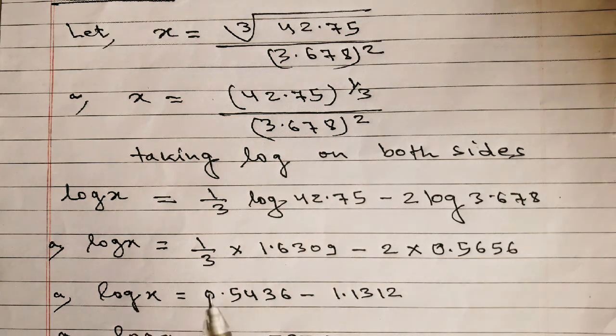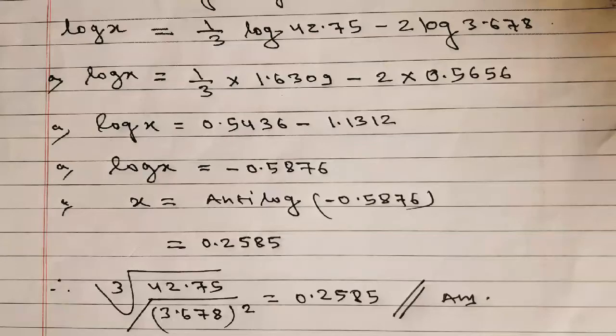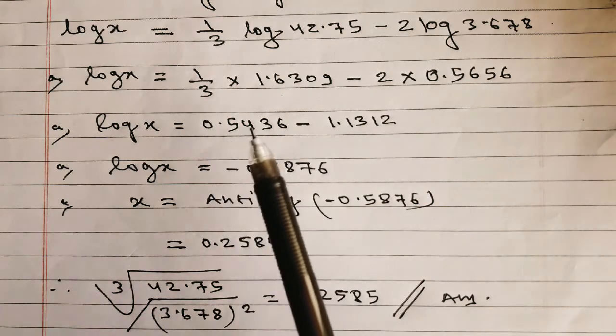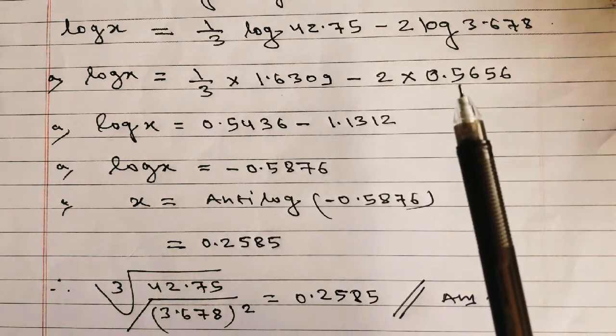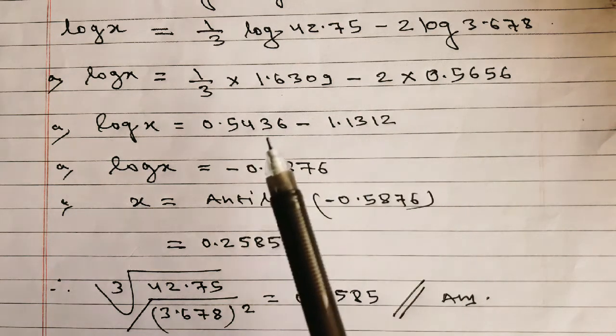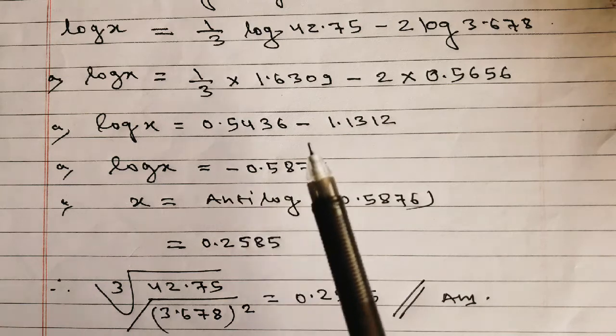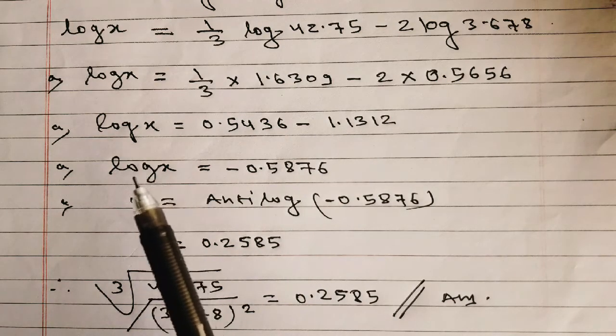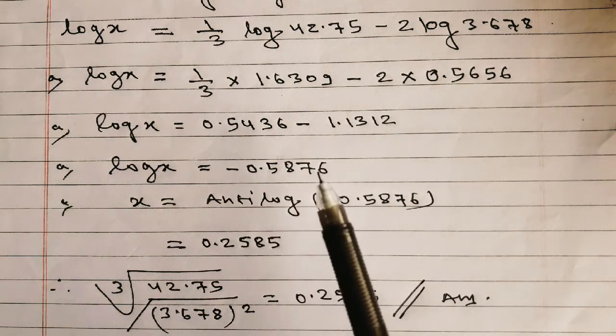0.5656. Or log x is equal to 1.6309 divided by 3, we get 0.5436, minus 2 into 0.5656, we get 1.1312. Now when we divide 1.6309 by 3, we get 0.5436. And when 0.5656 is multiplied by 2, we get 1.1312. The difference of the two numbers is equal to minus 0.5876. Therefore, the value of log x is equal to minus 0.5876.